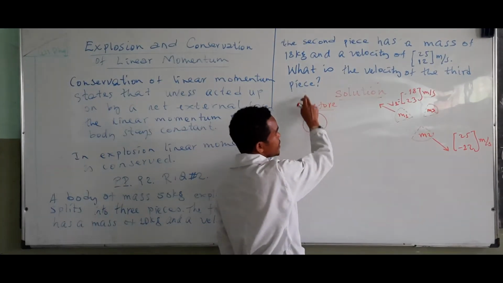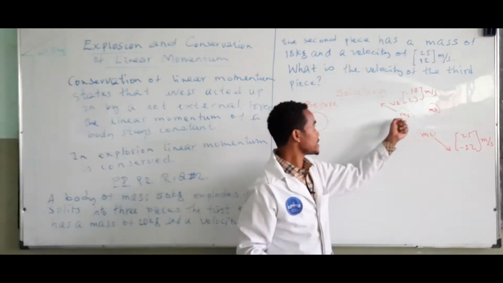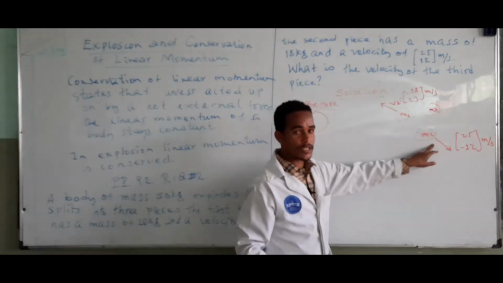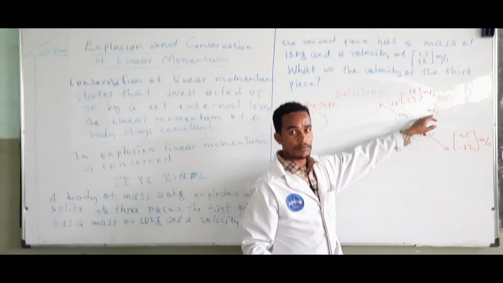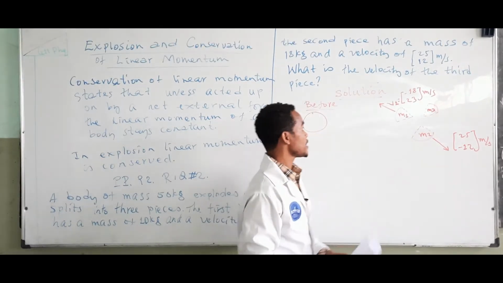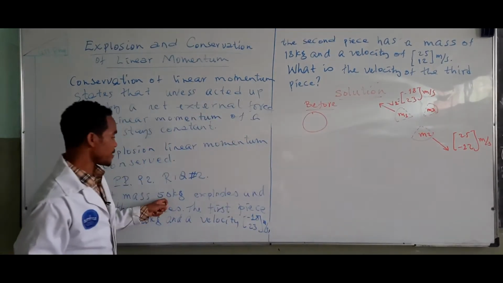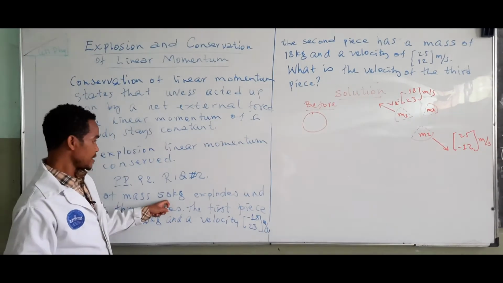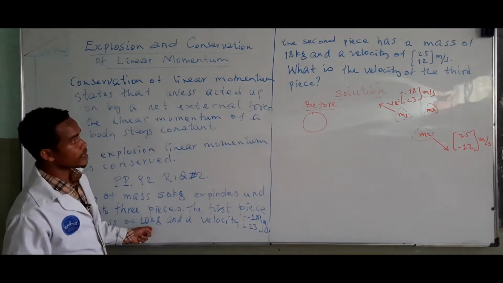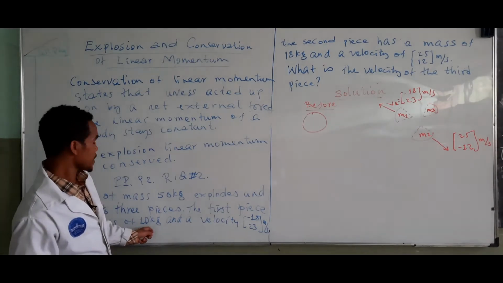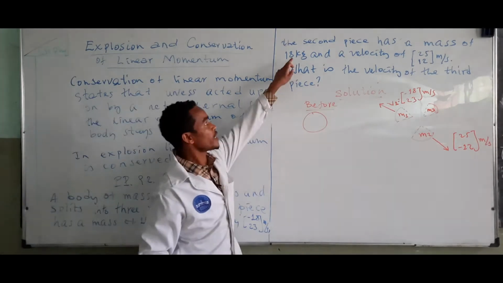We are required to find the velocity of the third piece. The third piece means this one, the first piece is this one, and the second piece is this one. We need to find the velocity of this one, but we have not got the mass M3. We can get it from this: the total mass is 50 kilograms, the first piece is 10 kilograms, and the second piece is 18 kilograms. If you sum them up, we get 28 kilograms.